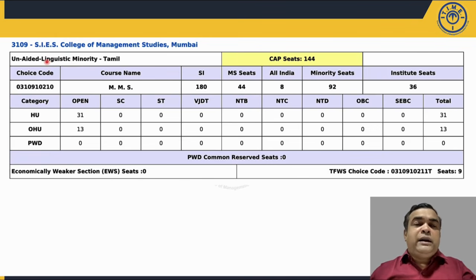So like that, I said SIS has a Tamil minority. Then let's say Rizvi has a religious minority of Muslim. Let's say Guru Nanak has a Sikh minority. So various colleges have various types of minorities. So you know which minority category you belong to, then you check which colleges have that kind of reservation. Fine.